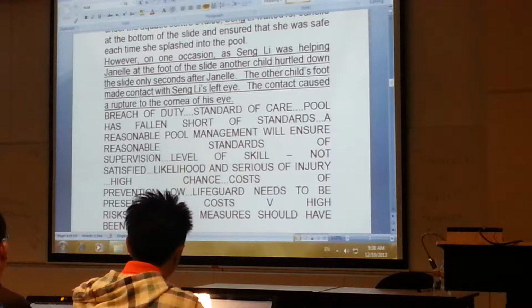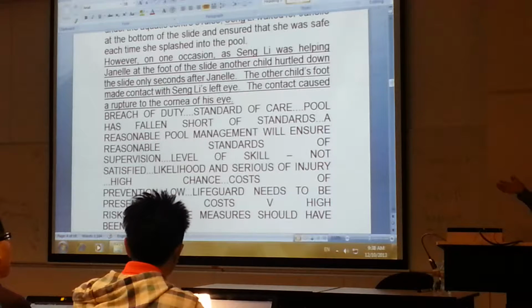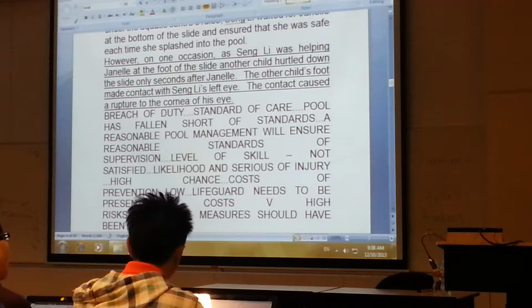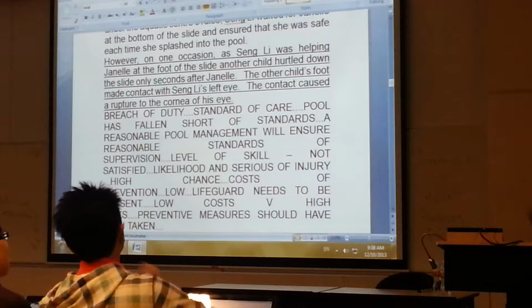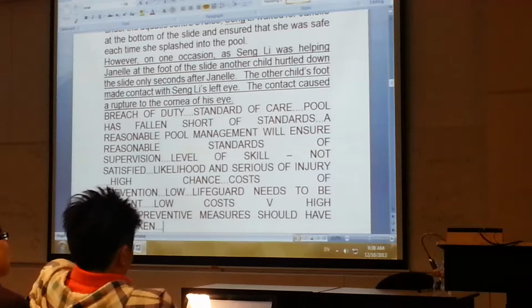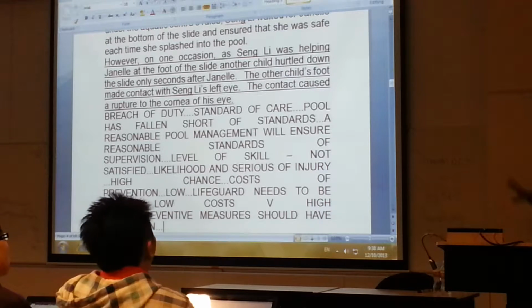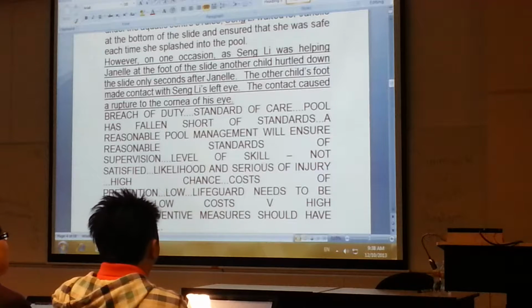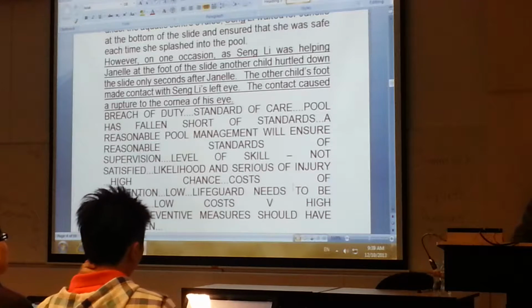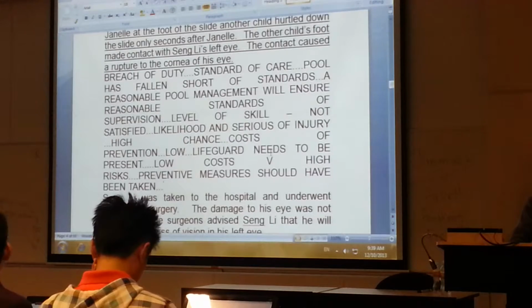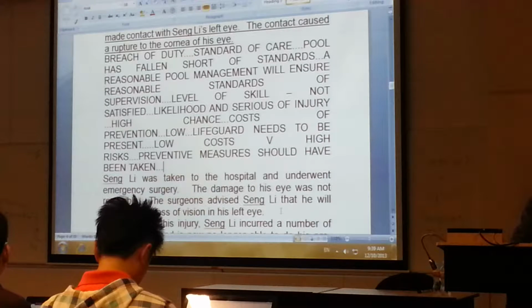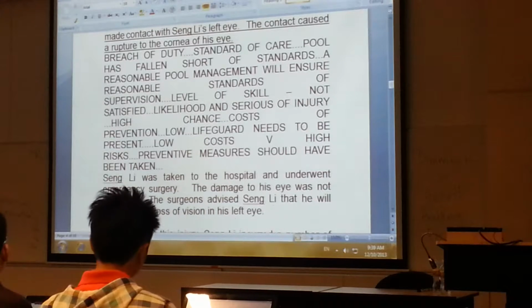Because without this full supervision, what happens if one adult with his child goes down the slide? Say, oh, my child is scared, so I also will go along on the slide. Nobody will bother, right? Because there's no one to supervise. The pool has fallen short of standards. There's no one to bother what's going on. Leave it to the parent to take care. It doesn't seem right. Right, this next segment class, next paragraph talks about the resulting damage.